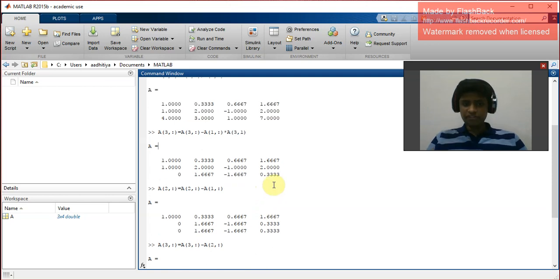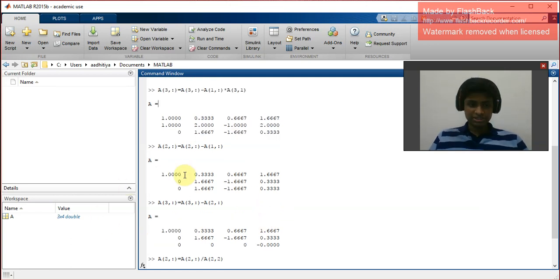Performing further transformations such as R2 equals R2 minus R1. If we want to represent R2 minus R1, where R is our rows, we give it a code where we have our matrix name A with bracket open and the row number, comma and a colon, bracket close, equal to A bracket open, row number comma colon, bracket close, minus A bracket open 1 comma colon. This is the way we perform transformations on a given matrix.